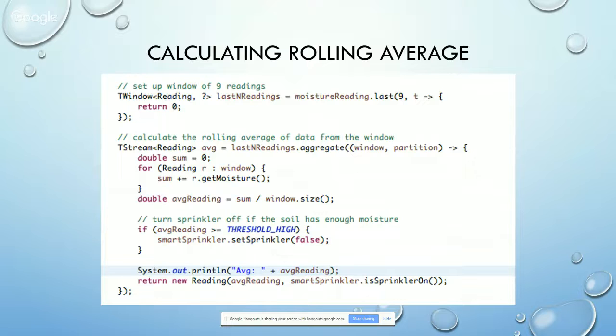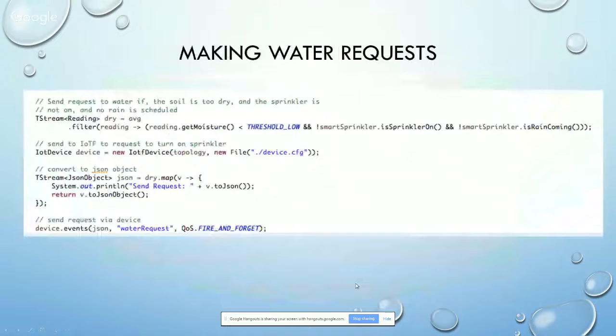Also, whenever a new reading comes in, the aggregate method gets called. At that time, we look at the content of the window and calculate the average moisture reading from the 9 readings that we have in the window. That is the code that does it. As part of this aggregate call, I also use the average reading to decide if we have enough moisture in the soil, and if there is, I turn off the sprinkler. Then we create a new reading object with the average reading and pass it on downstream for further analysis.